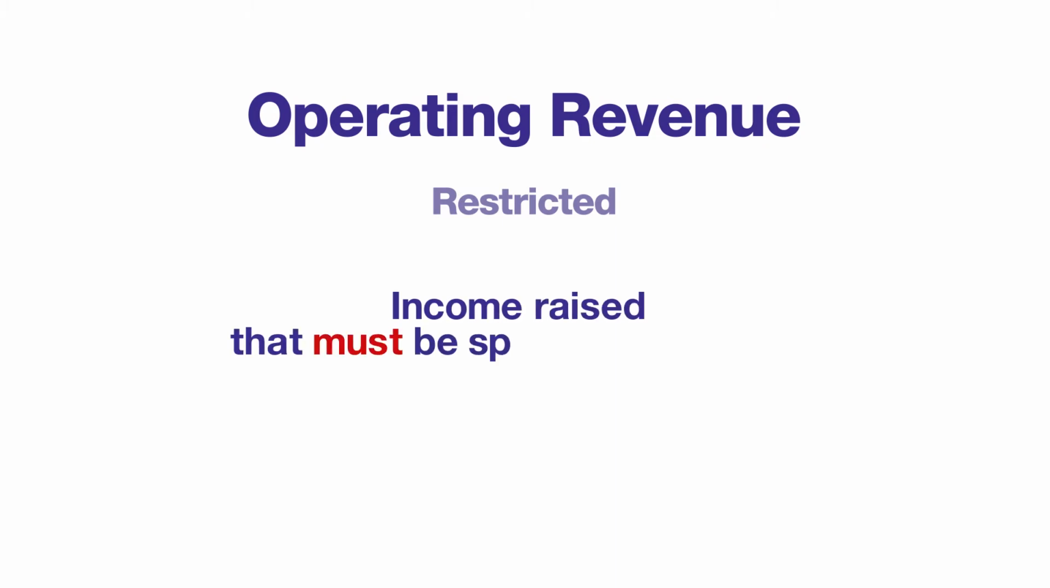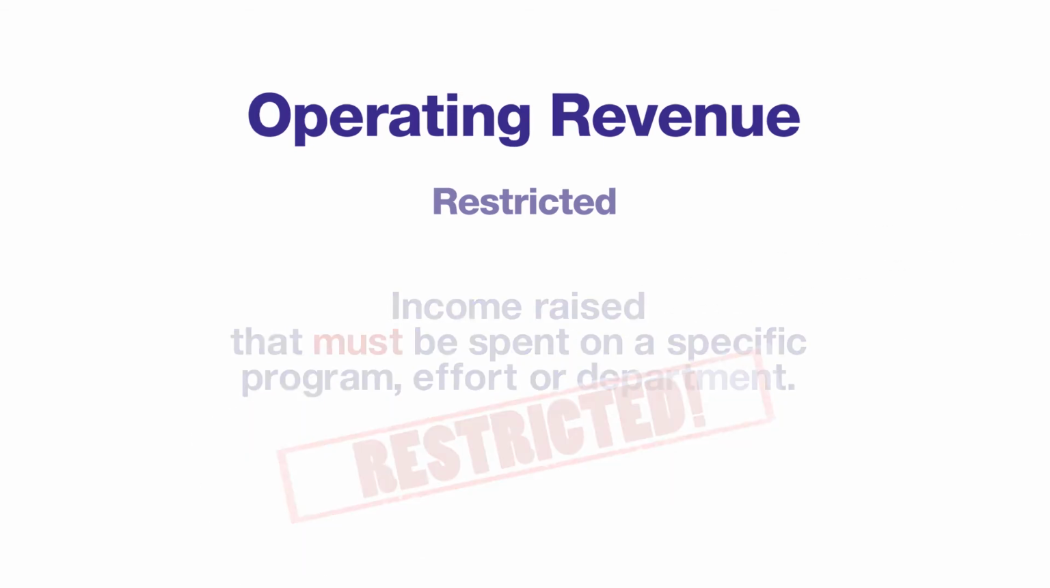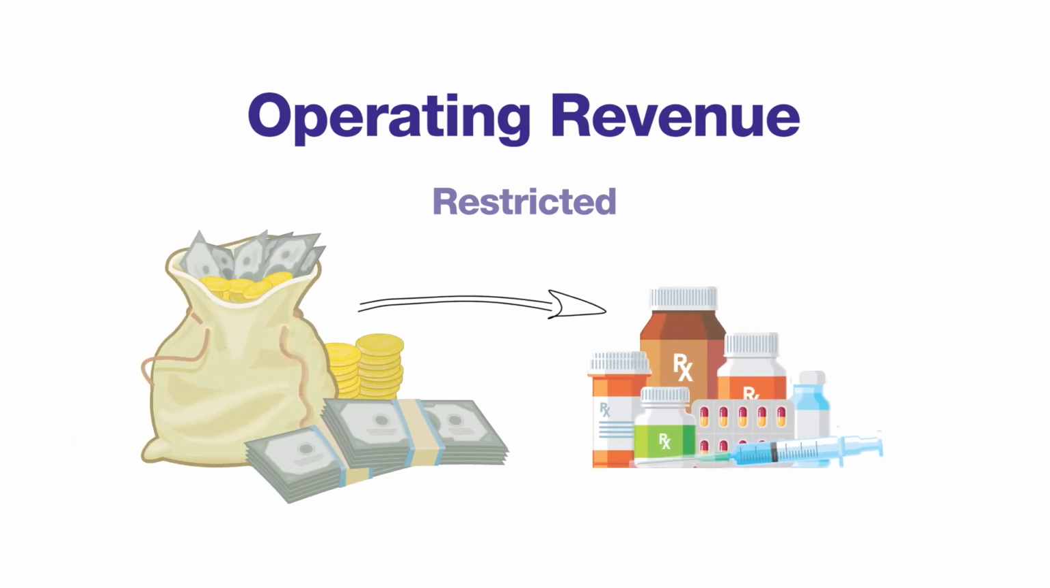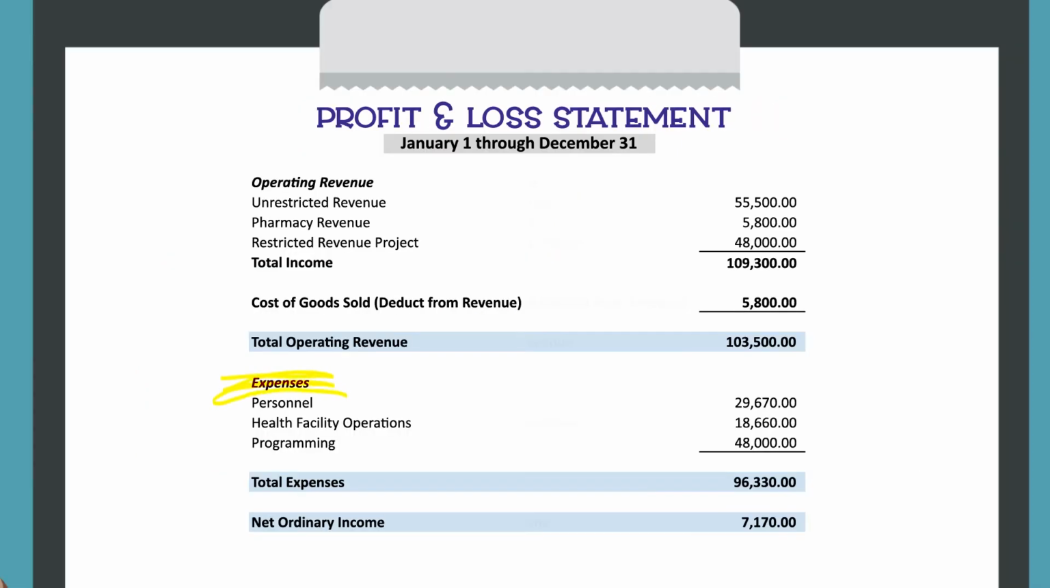Restricted revenue is income raised that must be spent on a specific program, effort, or department. Therefore, it is restricted in its use. Using the previous example, if a donor gives you a grant for medicines, this money is considered restricted because the donor has specified the money be used for a certain purpose. The health facility is not allowed to spend the money to buy a vehicle, as that is not the purpose of the funds. There are also different types of expenses.